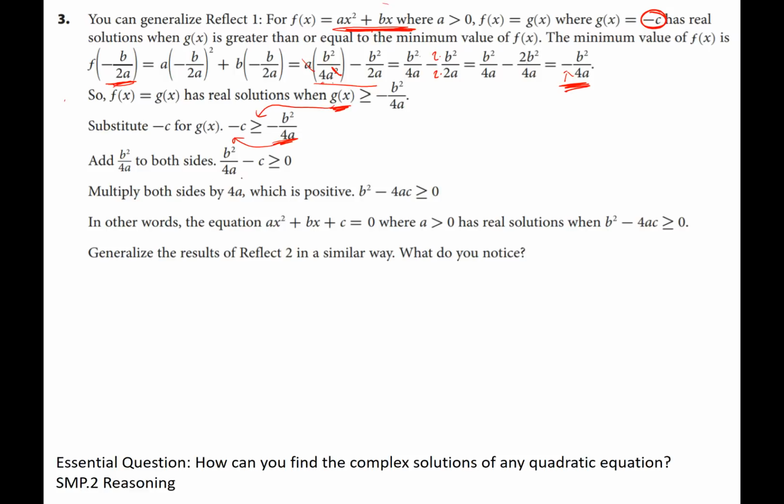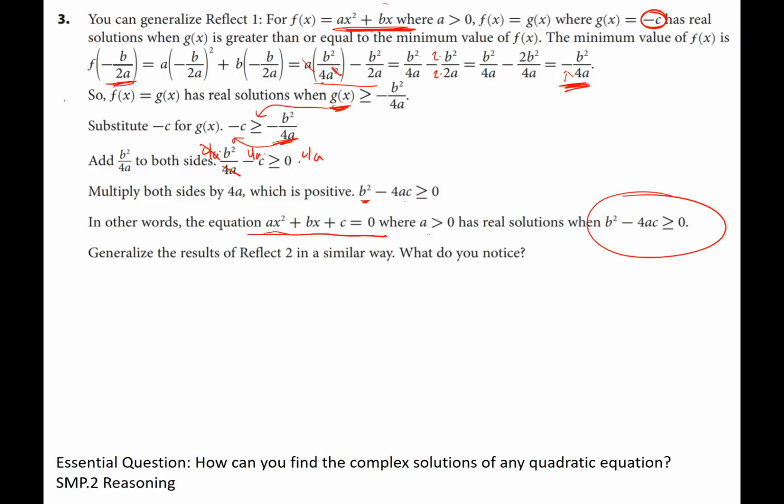Then in order to get this looking a little bit nicer so we don't have the fraction, they multiplied everything by 4a. So they multiplied that by 4a, this by 4a, and this by 4a, which cancels it here. It just gives us b squared. Then it's b squared minus 4ac greater than or equal to, and when you multiply 0 times 4a, it's 0. So in other words, the equation ax squared plus bx plus c equals 0, where a is greater than 0, has real solutions when that formula is greater than or equal to 0. Okay?